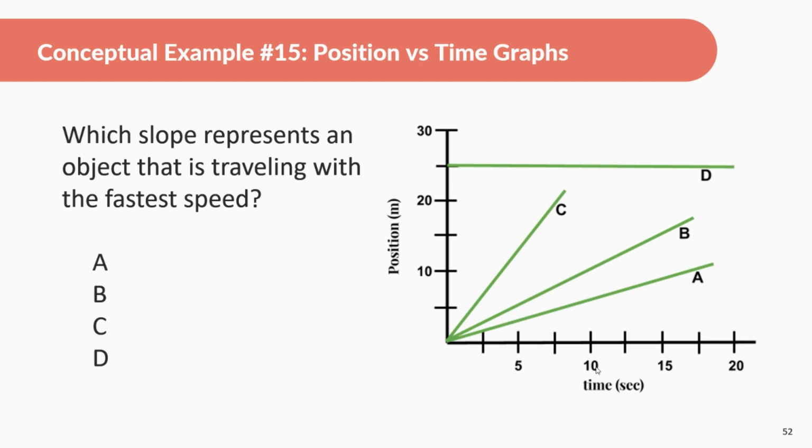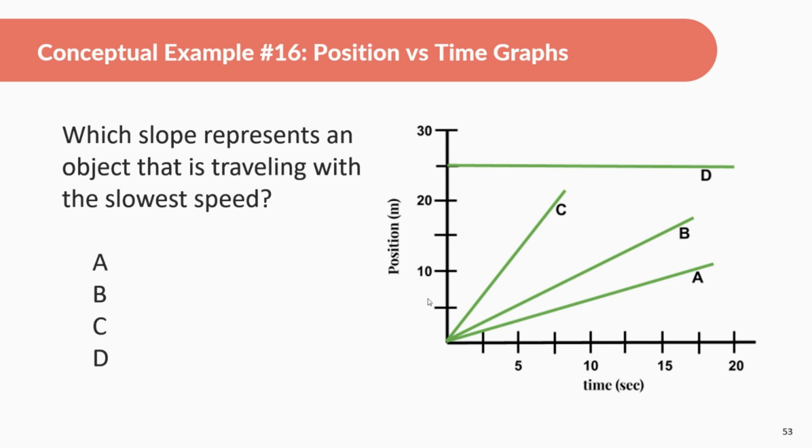Okay. This takes a little while to do, so that's why we're doing a bunch of example problems. So let's look at this. Which slope represents an object that is traveling with the fastest speed? Pause it if you want to, but we should only be looking at one thing when we're trying to see something that's going the fastest with a position versus time graph, and that is the slope. Which one has the steepest slope? In this case, that is C.